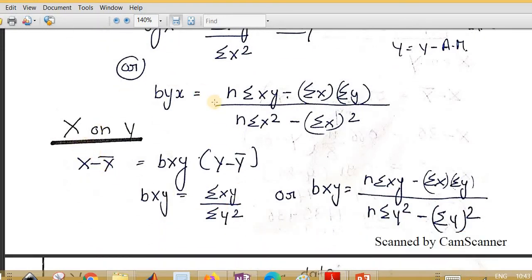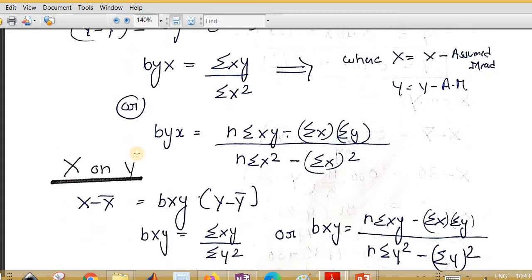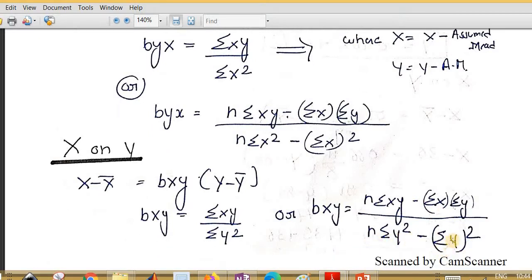Now in this way we compute the term byx. So y minus y bar equals byx times x minus x bar. Another form is x on y. If we want to compute x on y, then x minus x bar equals bxy times y minus y bar. So bxy is computed by summation xy upon summation y square. That is, bxy is n summation xy minus summation x summation y upon n summation y square minus summation y whole square.